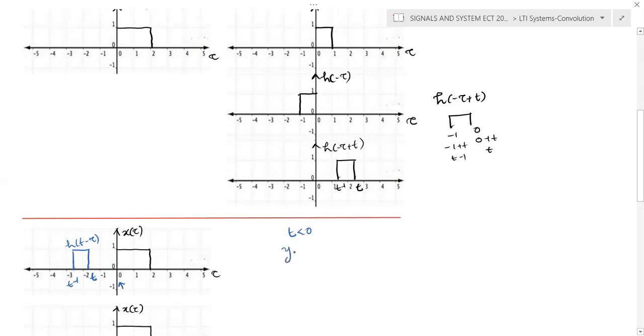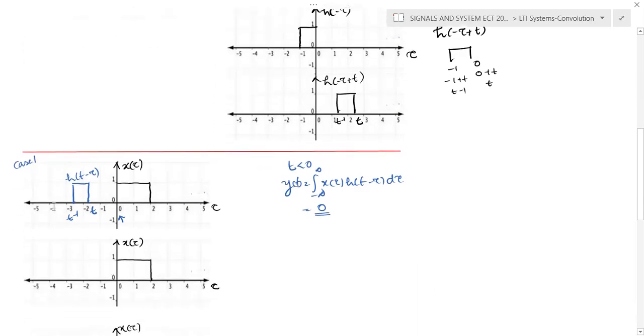Now we evaluate the equation, integral minus infinity to infinity x of tau into h of t minus tau d tau. If you observe this particular equation, we need to multiply x of tau and h of t minus tau. In the first case, x of tau and h of t minus tau lie in different positions, and there is no common area, so we can conclude that in the first case the output is equal to 0. This is case 1.